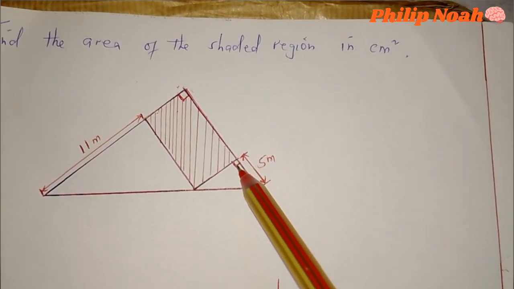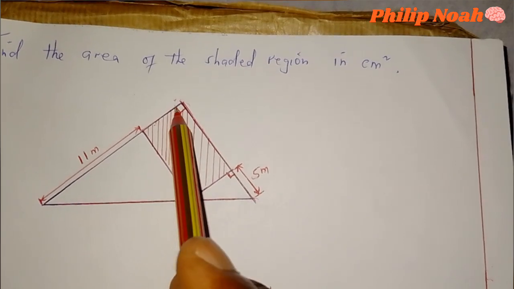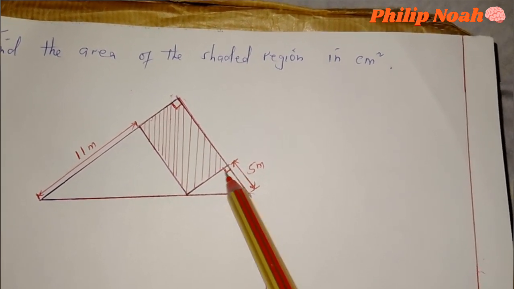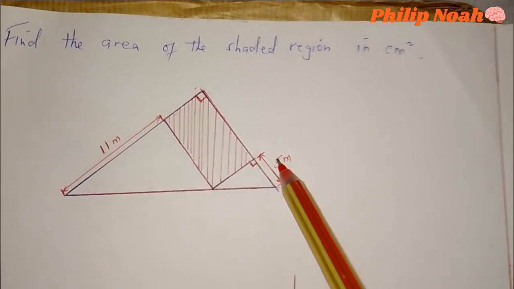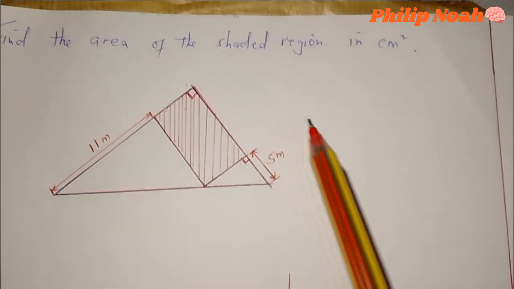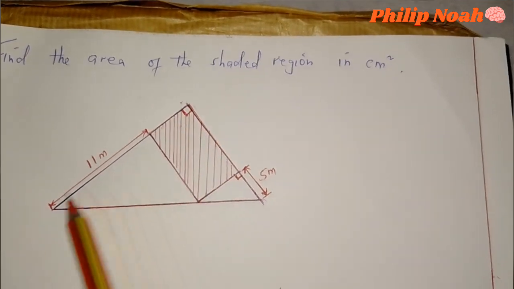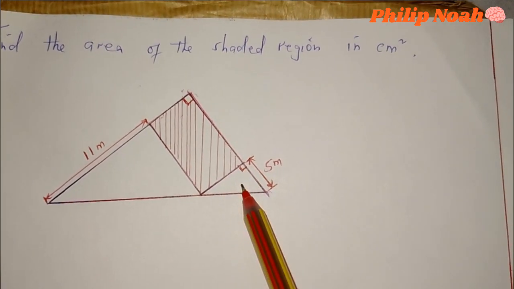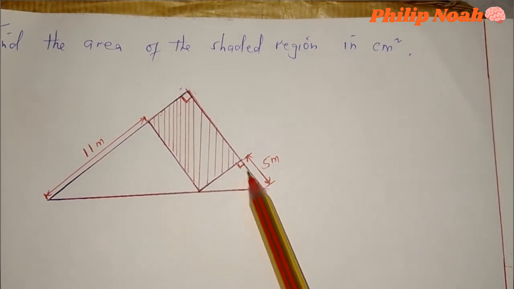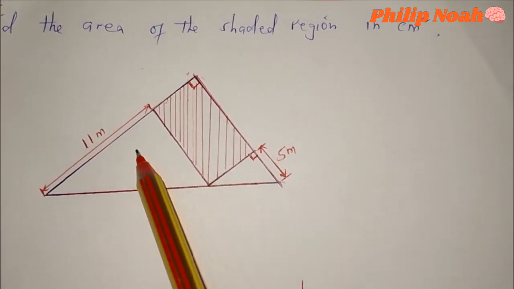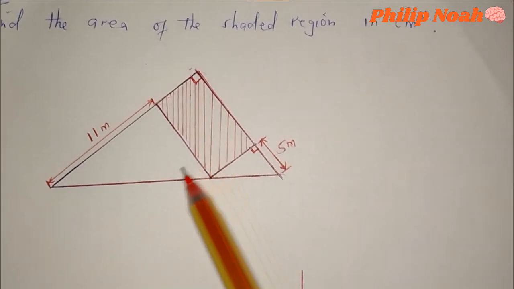Why am I saying that it's a rectangle? It's a rectangle because this angle is 90, this is also 90. If this is 90, this is also 90. Remember, angles on a straight line add up to 180 degrees. So this shaded region is a rectangle. The whole of this is a right angle triangle. This region here is also a right angle triangle. Also, this one is a right angle triangle.